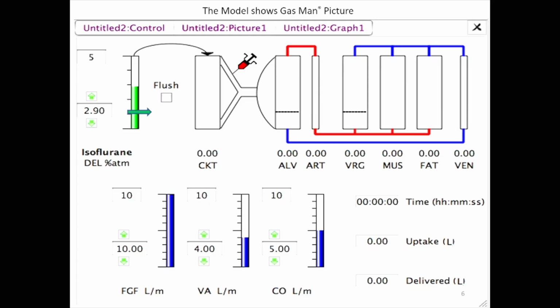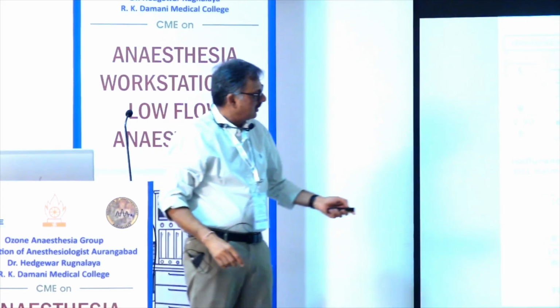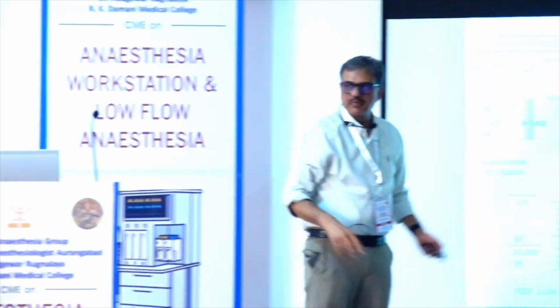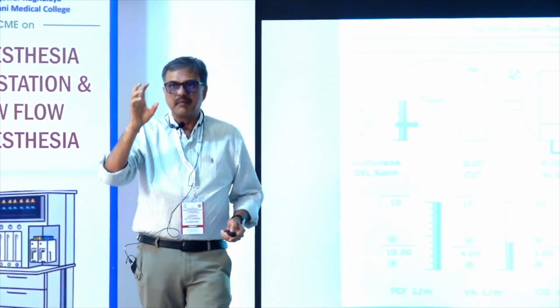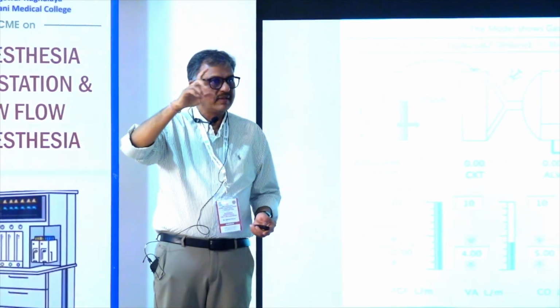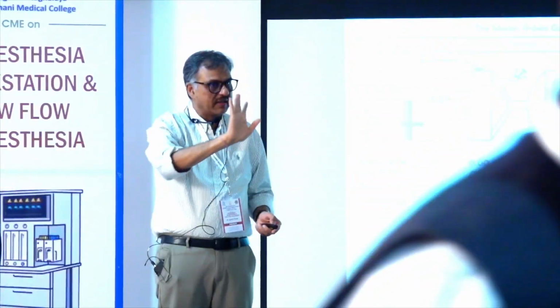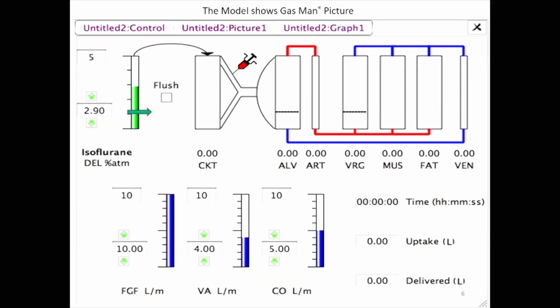From alveoli, with the proper cardiac output, to the artery and to the VRG, which means vascular rich group. Now this vascular rich group means brain, liver and kidney. Fine. Then muscle, fat and reverse flow from vein.